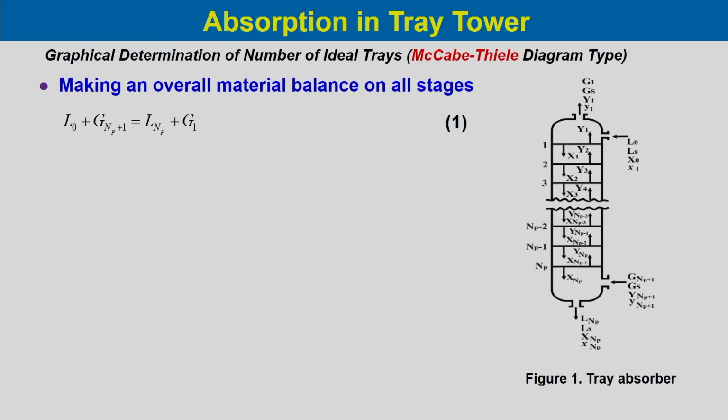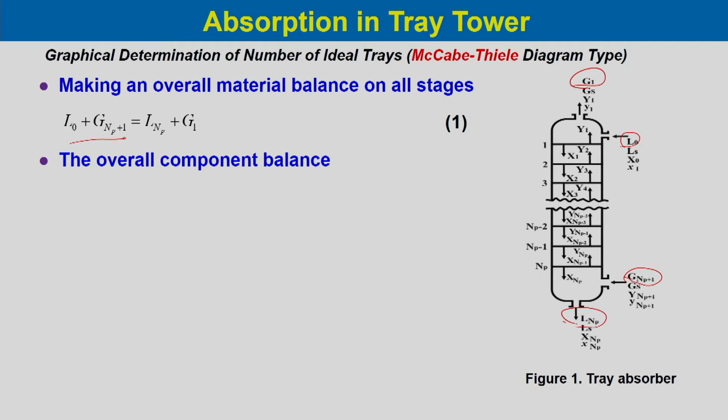Now, if we do the overall balance on all stages throughout the column, the inlet is L naught and G n p plus 1, and the exit is L n p and G 1. So, this is the overall material balance on all stages.